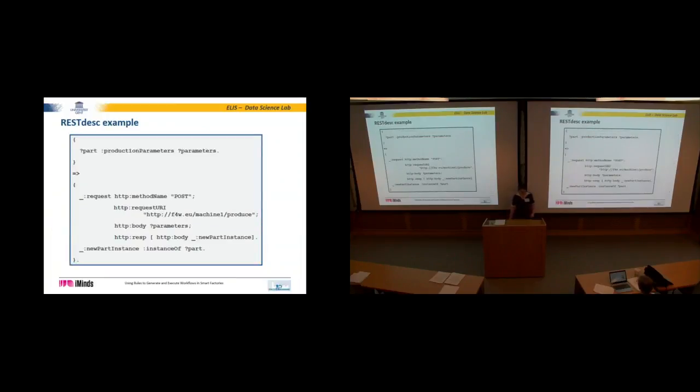And to stay complete, I just quickly show another rule because I want to use that later in the proof. Here we have another description. Here we just use the parameters we could retrieve from the other rule. We do a POST request to a machine. This machine would then produce a part.